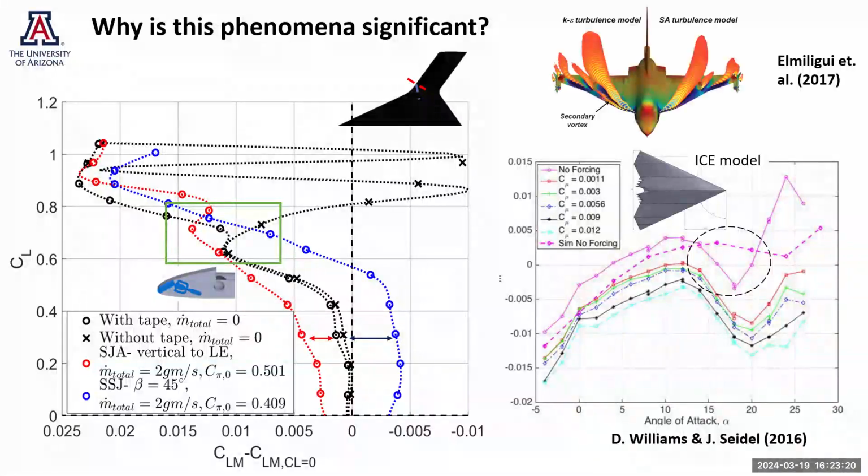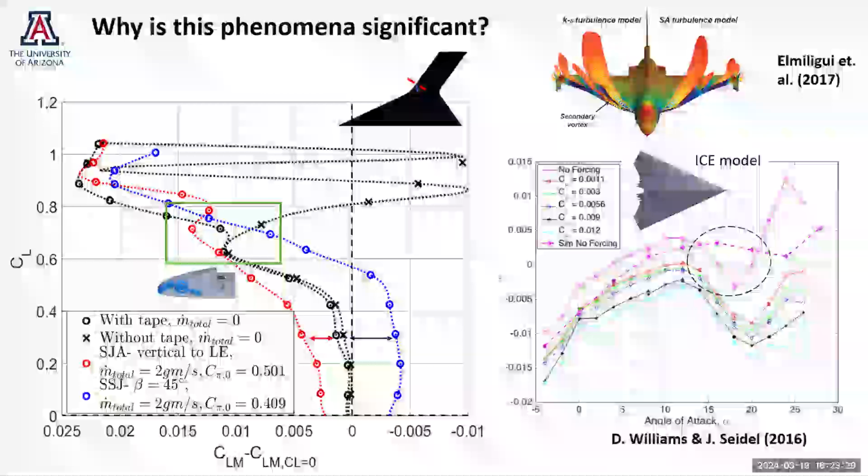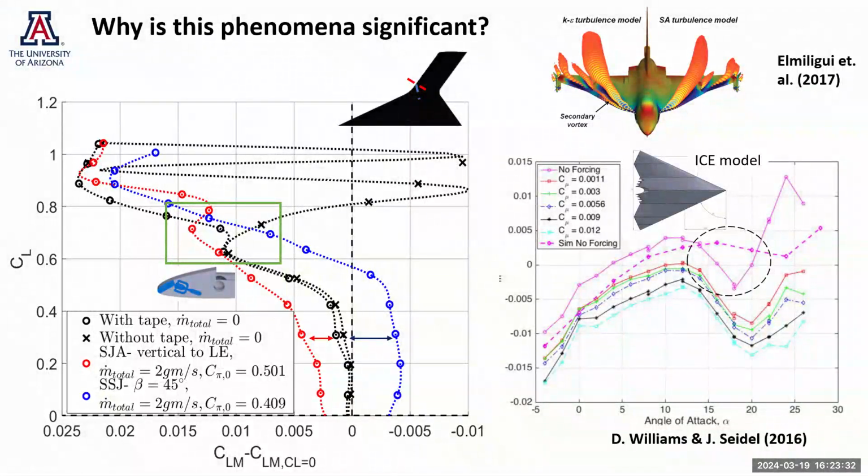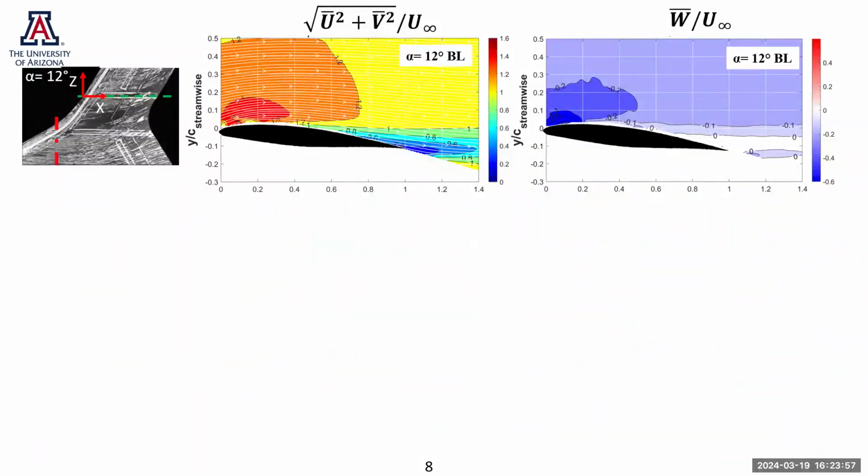Another example is Elmilgui et al. In 2017, they did an analysis on a multi-sweep wing, and you can see that the bimodality that we were talking about earlier is not quite observed here. These are the simulated results, and the bimodality is not quite identified. So there is this lack of understanding between what's happening experimentally and what's being simulated that needs to be explored by better understanding the physics. That signifies our current work.